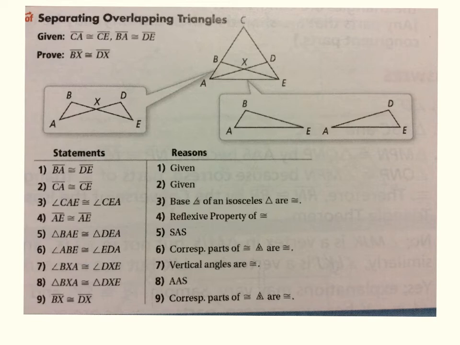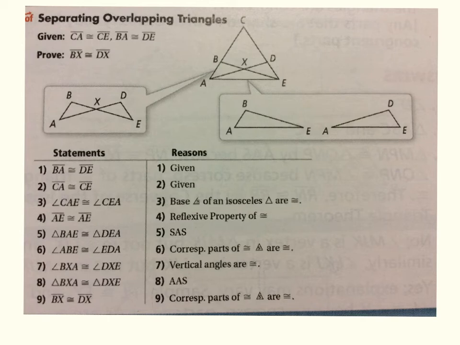In this case, since you're trying to show that BX is congruent to DX, you want to show that triangle BAE is congruent to triangle DEA. That will help you have enough information to show that triangle BXA is congruent to triangle DXE, which then in turn would give you enough information to show that BX is congruent to DX. So it'll be a process that you have to go through.